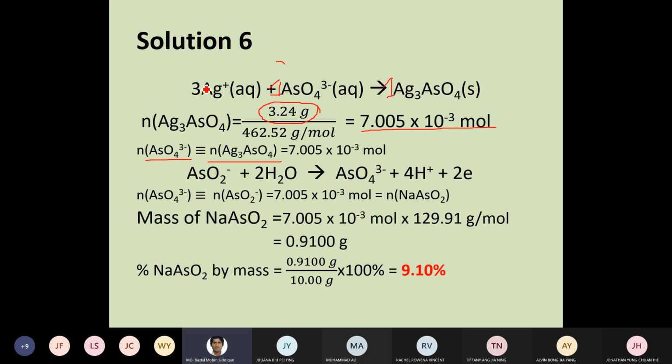So if there was X mole of arsenate ion, there will be X mole of silver arsenate as well. All right.